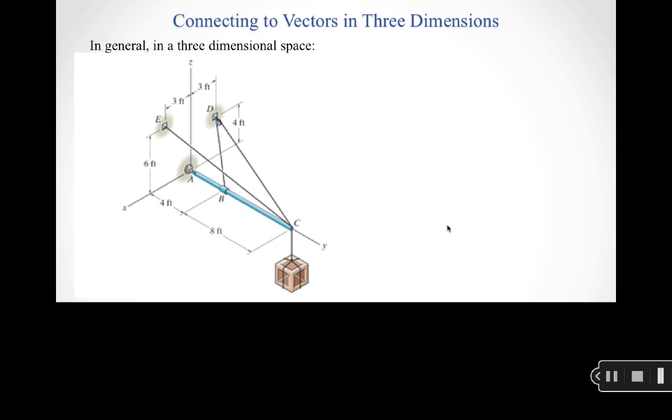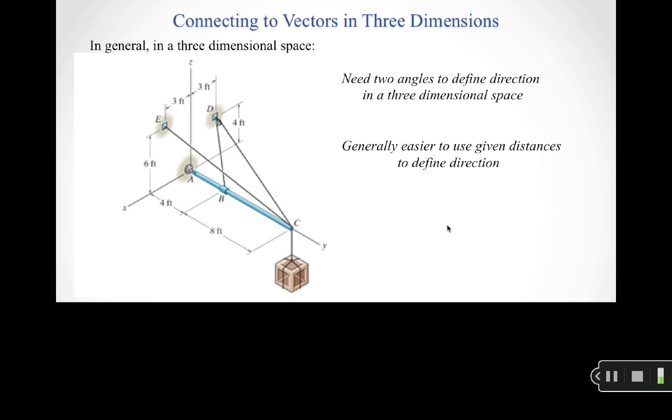The important thing is it's not interchangeable in three dimensions. With a three-dimensional problem, it's simply much harder to define everything in terms of angles. In fact, you need two angles to define your direction in three-dimensional space, and that just becomes problematic. It's a much more difficult problem.